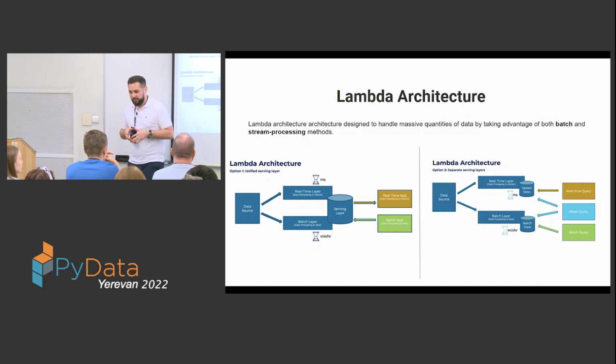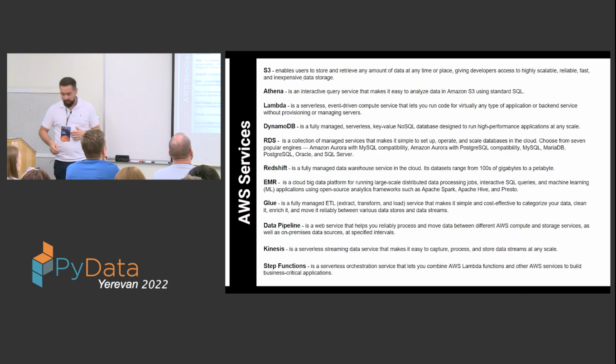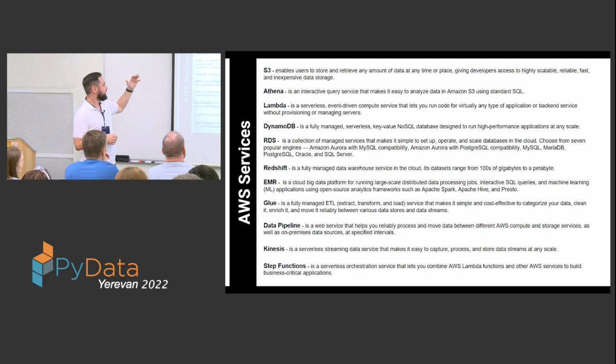And now I want to talk about AWS services that I personally used during my data engineering projects. Okay, you see the list of AWS services. Maybe it's overloading here, but I especially did it if someone wants to take a picture and know about these services. The first one is S3, or Simple Storage Service, by AWS. It enables users to store and retrieve data at any time, at any scale.